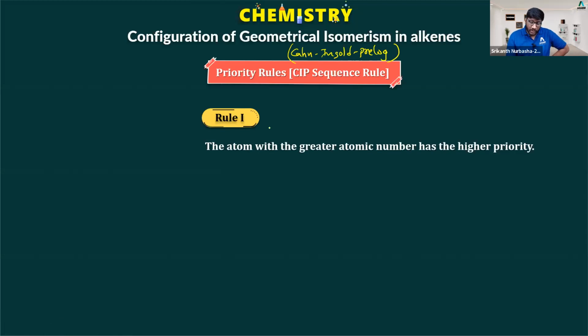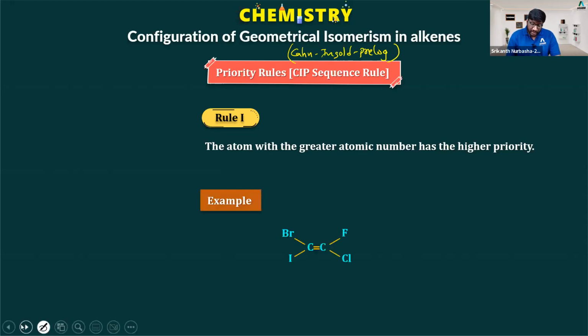So rule 1, what does this rule say? The atom with the greatest atomic number has the highest priority. Example, we have a carbon-carbon double bond. This carbon is connected to iodine and bromine, the other carbon is connected to fluorine and chlorine. Assign them high priority and low priority.